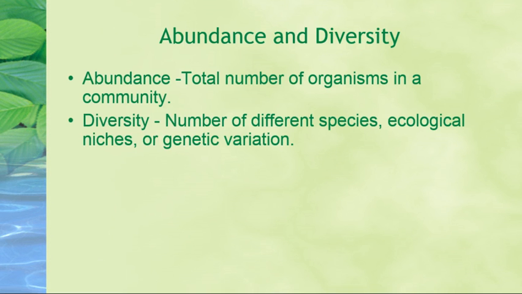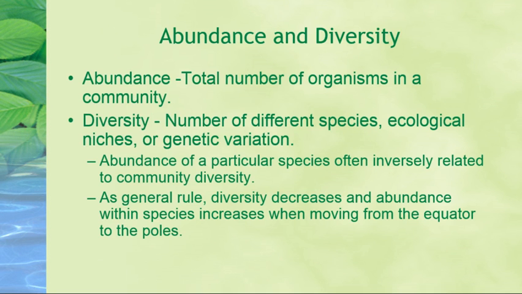Typically, we look at species diversity, okay? Now, these are inversely proportional. Abundance is inversely related to community diversity, right? Go back to the forms. There are 4 forms, right? That's not high diversity, but there are lots of girls in each form. That's a high abundance, okay?